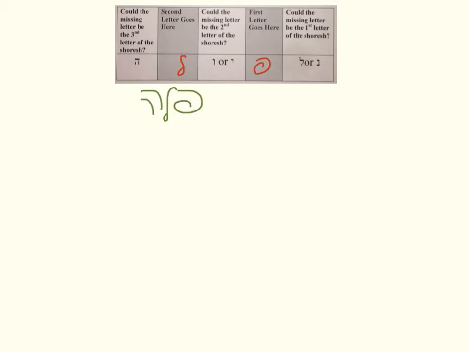To check to see if the hey is the missing letter, it would have to be at the end, so we would check pei, lamed, hey, and that's not a verb that we recognize. So maybe it's the second letter that's missing, so we try pei, yud, lamed, and that's not one that works. And neither does pei, vav, lamed. So we keep going. The next one would be lamed, pei, lamed, which also doesn't work. And then finally we come to nun, pei, lamed, which, ding, ding, ding, is our shoresh.